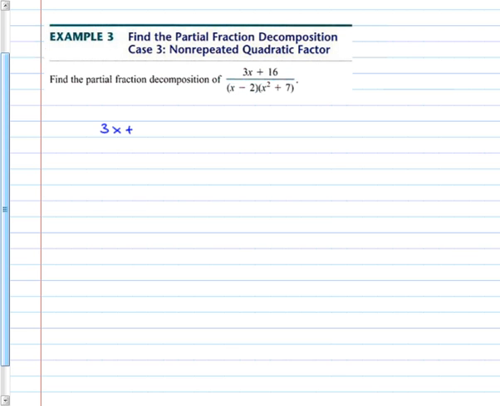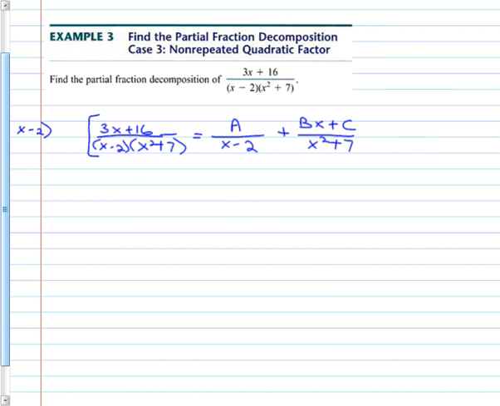So 3x plus 16 over (x minus 2)(x squared plus 7). They already factored it for me. I have an x minus 2. That's just going to be, if I can get the right number, just one number on top, so we'll call it A. I have an x squared plus 7. And that, being a second degree, is going to take, I just go to the next letter in the alphabet, I've already used A, Bx plus C. That's the form it's going to take on top. And we again have (x minus 2)(x squared plus 7).